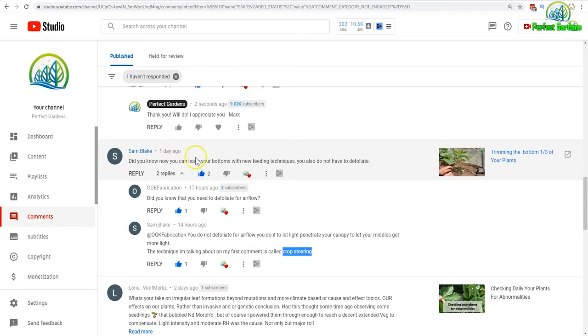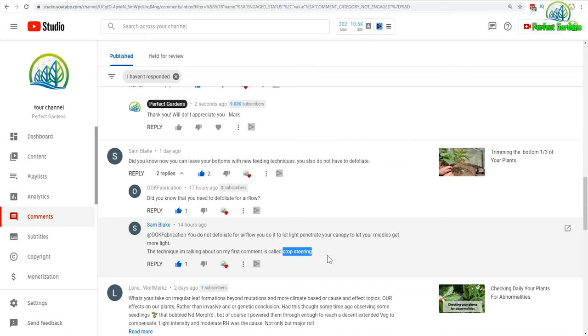So Sam Blake's comment says that with new feeding techniques, you no longer have to defoliate. And then OG talks about how defoliating is for airflow. Then Blake replies saying it's not for airflow, it's for light penetration, and he's talking about a technique called crop steering.